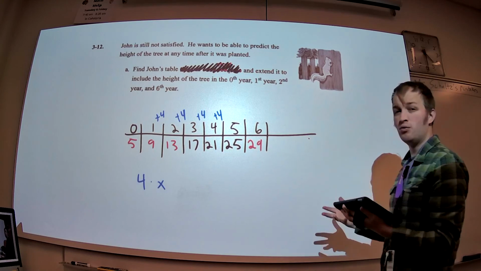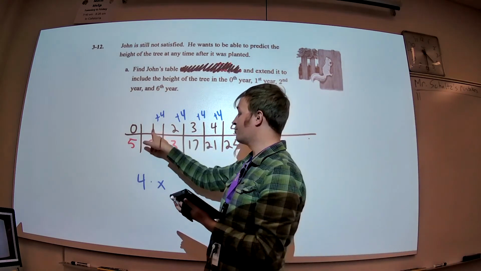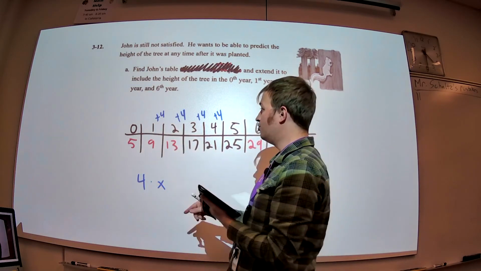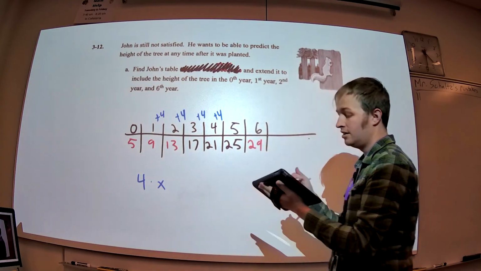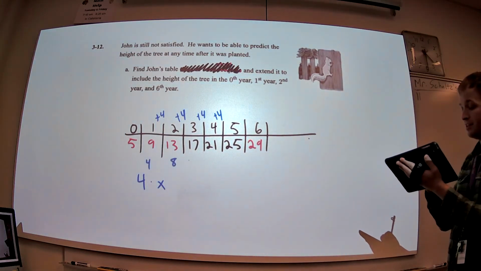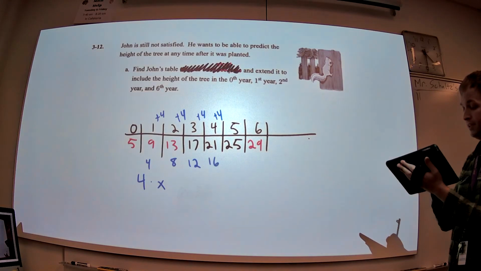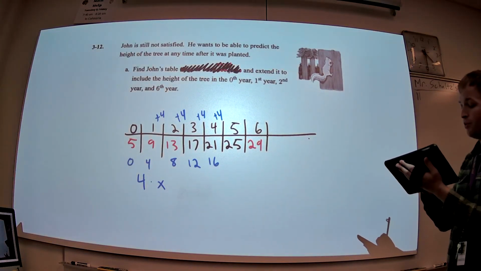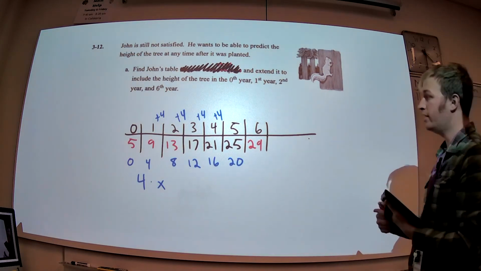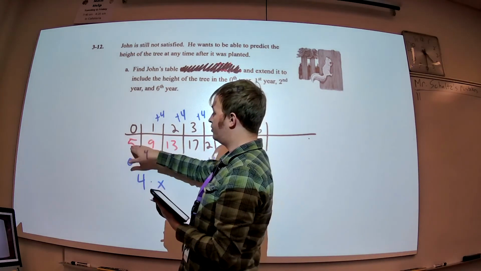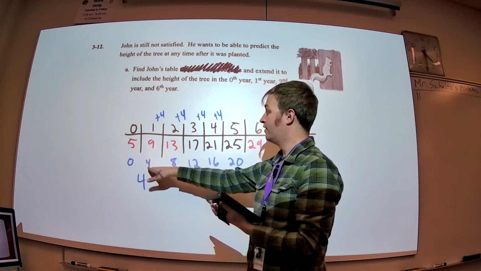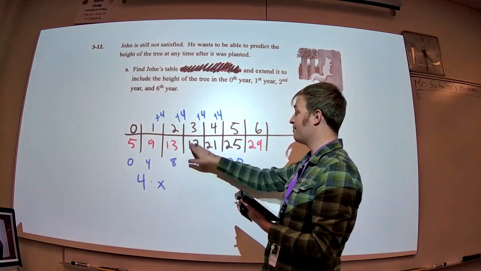But that doesn't quite work, because if I try 4 times 1, I'd get 4, I wouldn't get 9. And if I do 4 times 2, I would get 8, I wouldn't get 13. So just taking it at face value, I'm getting this pattern. It's just times 4. And you might notice this: what is the change here? Well, from 0 to 5, it's plus 5. From 4 to 9, it's plus 5. From 8 to 13, it's plus 5, plus 5, plus 5.